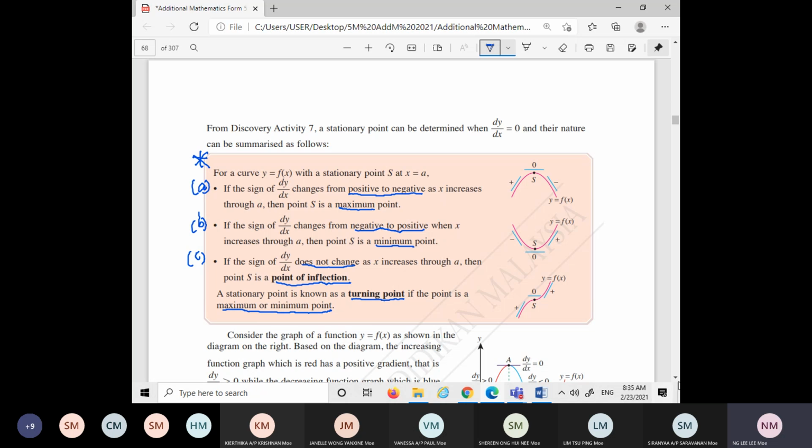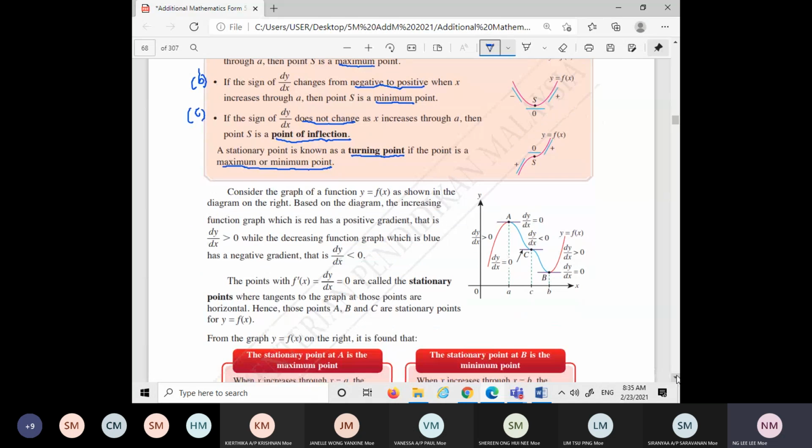You can see more. This is another example. So you see the point A, dy/dx is equal to 0 at point A. So this is a stationary point. But what is the nature of this point? When they ask what is the nature of this point, they are asking whether this is a maximum, minimum, or a point of inflection. So you got to see before and after of this stationary point. Before, the gradient is positive. After, the gradient is negative. So this is a maximum point.